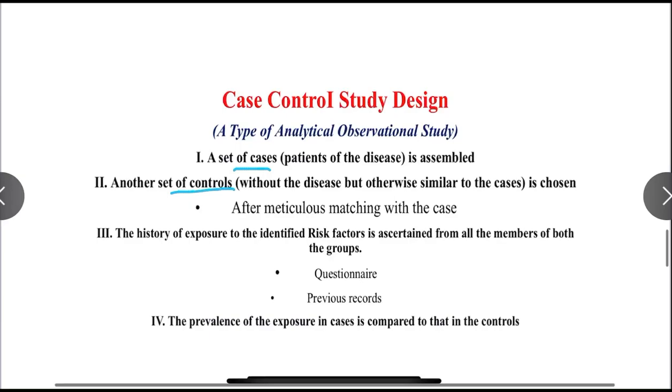Then we take a history of exposure, to identify what the exposures are and to identify risk factors. So we prepare questionnaires, we ask some questions and we keep the previous record. Then the prevalence of exposure in cases is compared to that in controls. So we compare both groups, one is the control group, one is the cases group, and we compare the prevalence of exposure.